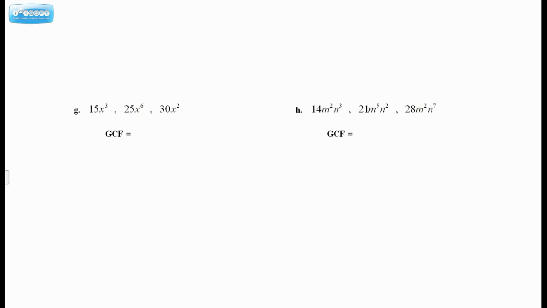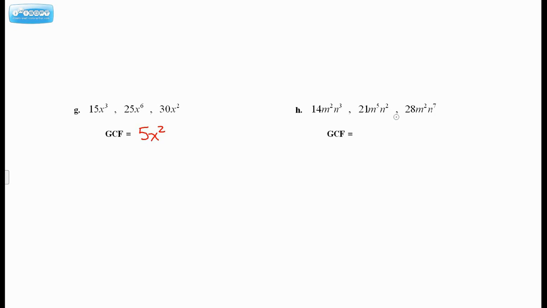All right, now the last two, we're going to do exactly the same thing, only I'm not going to list the factors anymore. I'm just going to do it the eyeball method, just looking. So 15, 25, 30. Between those three numbers, the greatest common factor is 5. Let's look at the x's. I have an x cubed, an x to the 6th, and an x squared. The largest factor of x that can be found in all three of these is the smallest one, the x squared. So that's how quick they can be.